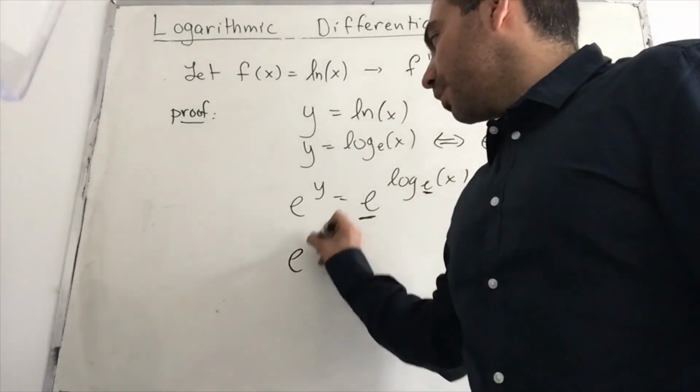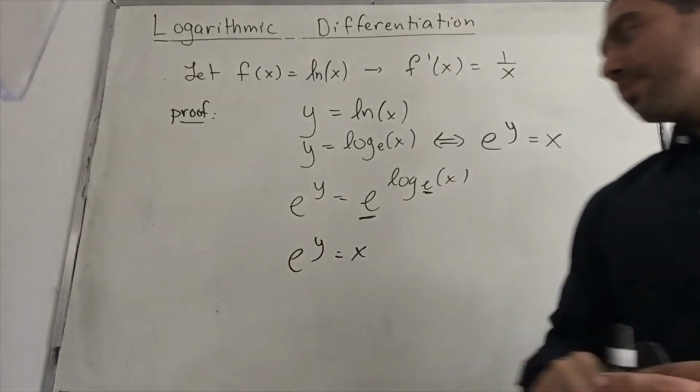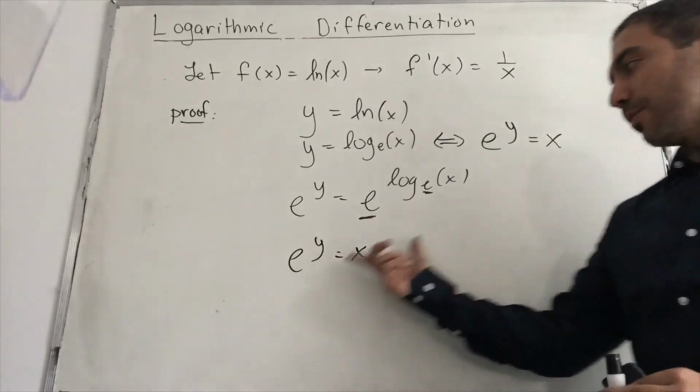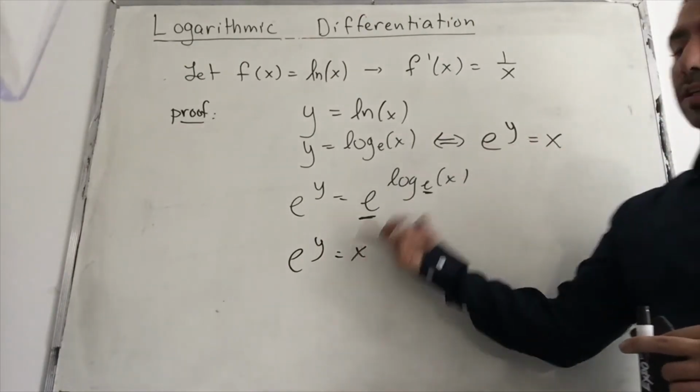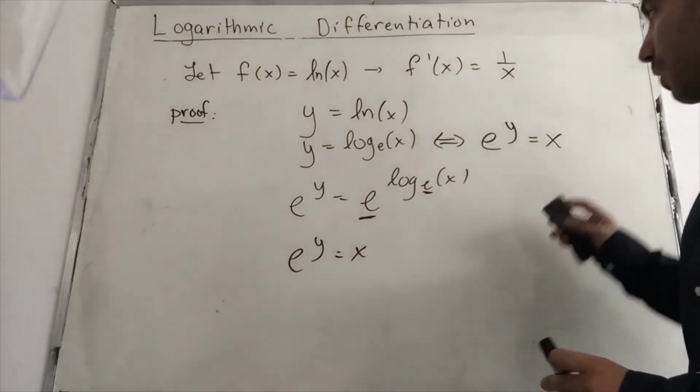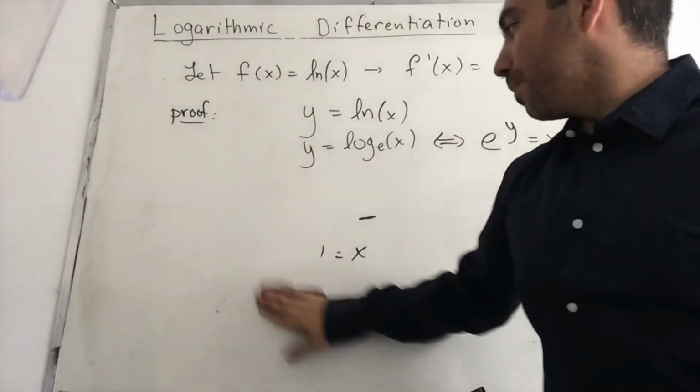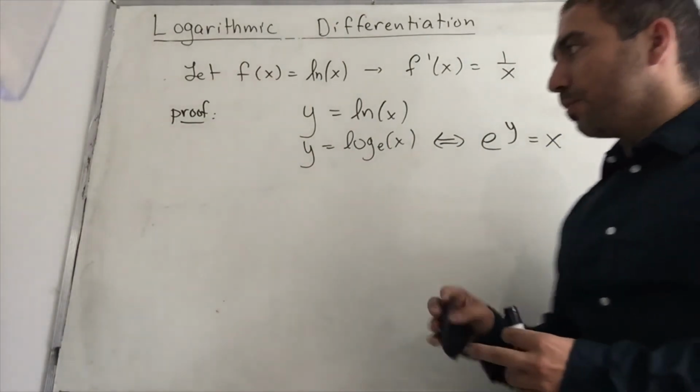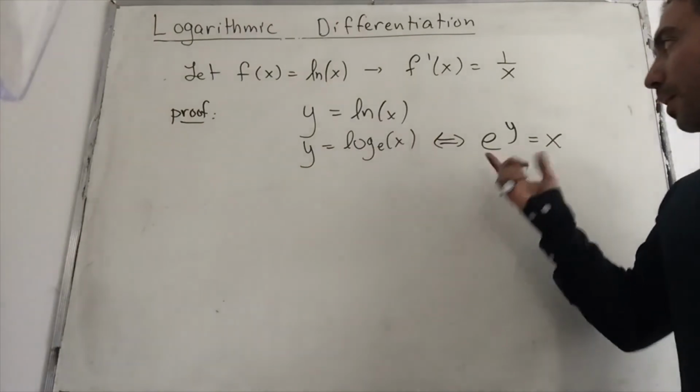So you get e to the y equals x. Okay. So that's two ways of getting the same answer. We have e to the y equals x and e to the y equals x. You can use whichever method you want. So I want to show you both. I think Napier formula is probably going to be the one that students prefer, giving us this.